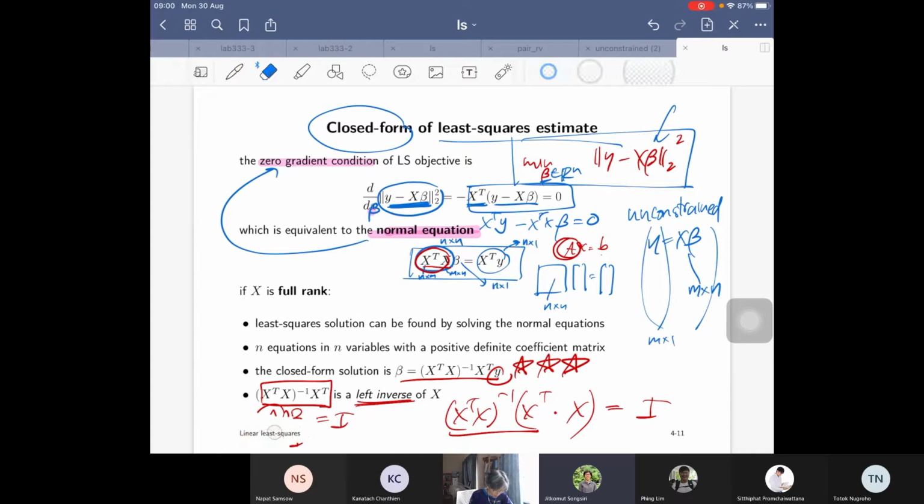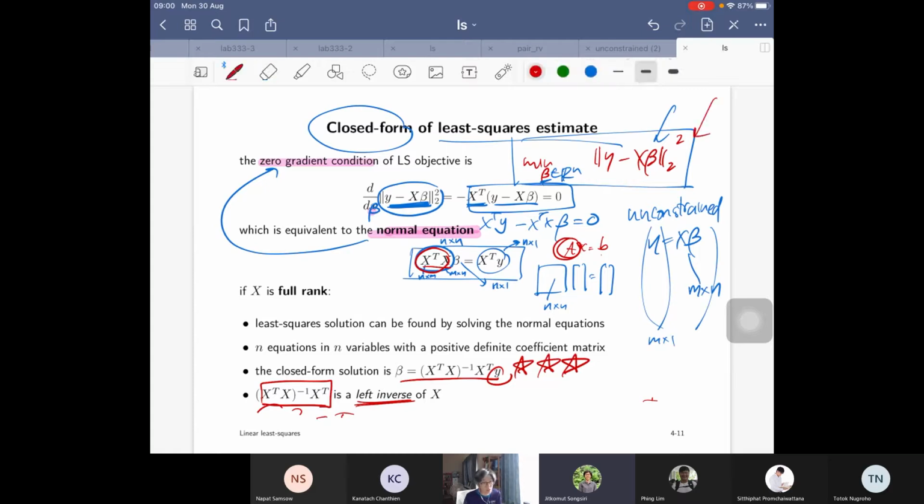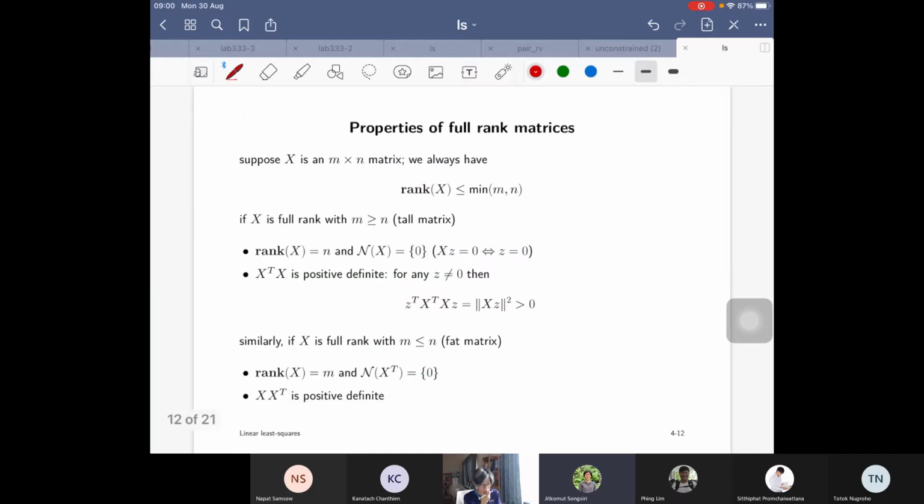Now this is a nice result that actually I have a closed form. I don't need many advanced tools in optimization. Initially, it seems like an optimization problem, but at the end you have a closed form. Now we're going to discuss under what condition our x transpose x is invertible, because the whole point relies on this assumption. Now it comes to the next property.